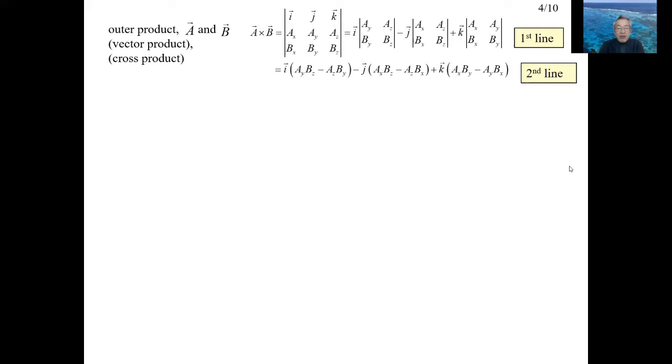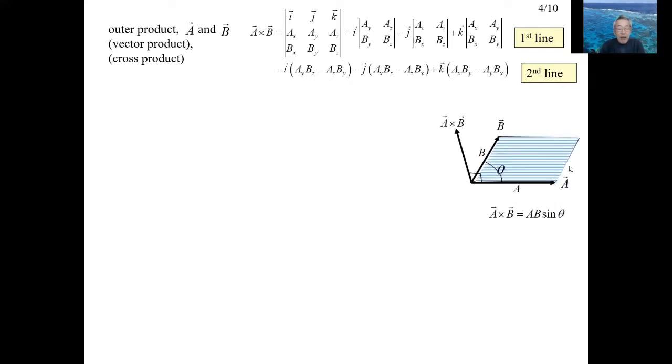The outer product A cross B is defined using the determinant as shown on the first line. The 3×3 determinant can be decomposed into 2×2 determinants. Finally, A cross B can be expressed as shown on the second line. As you see from this equation, the outer product A cross B is a vector.